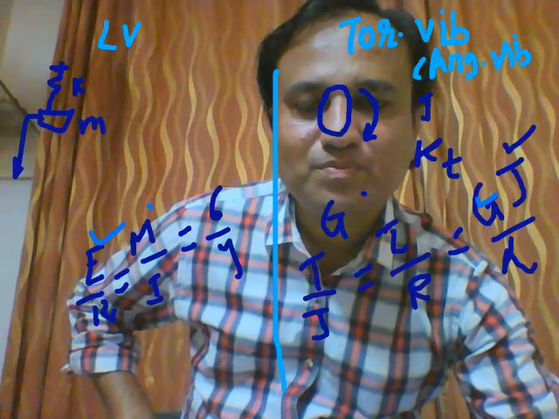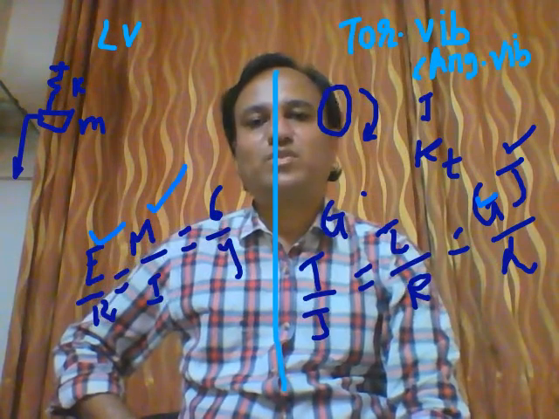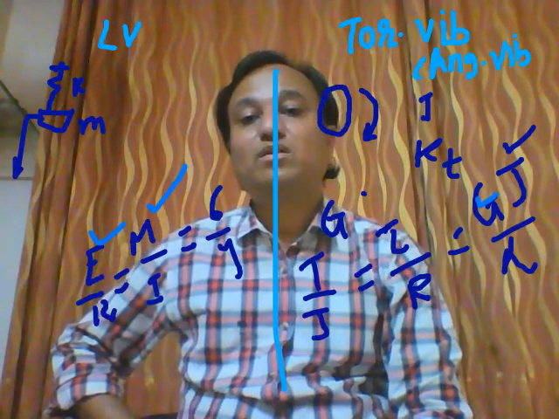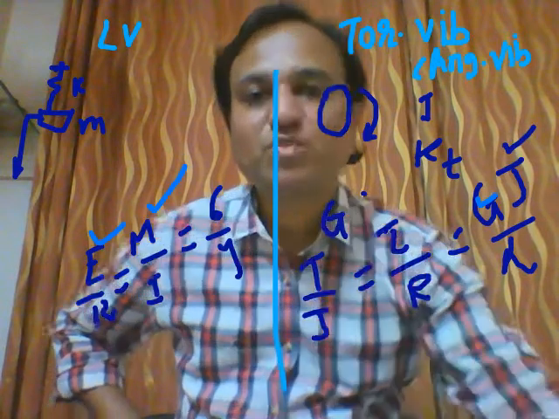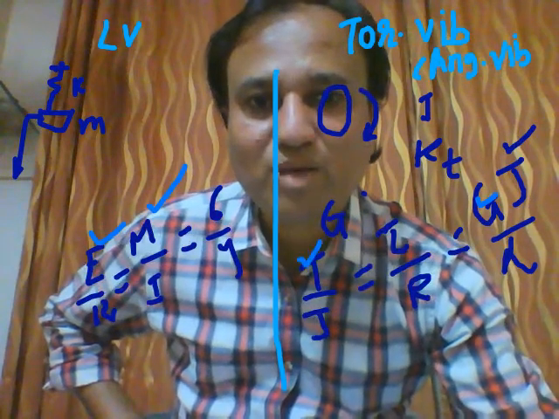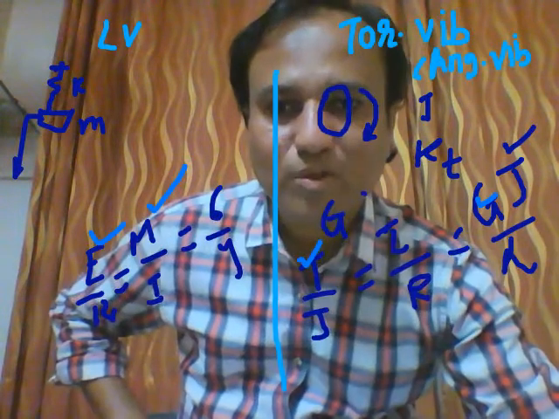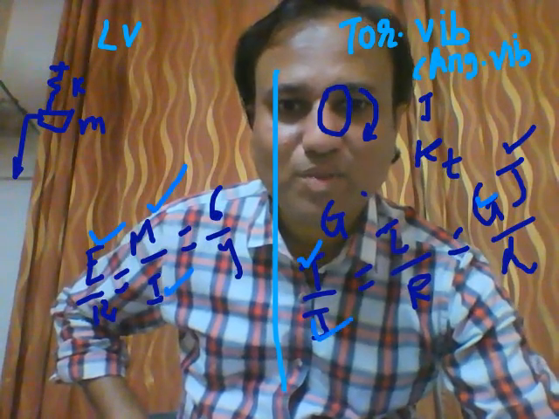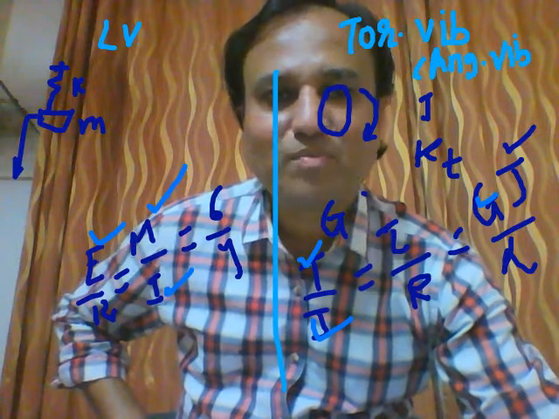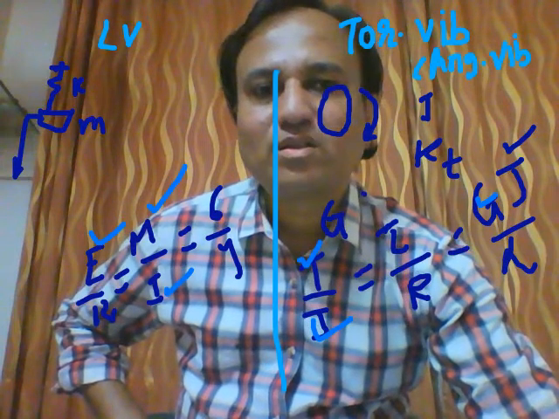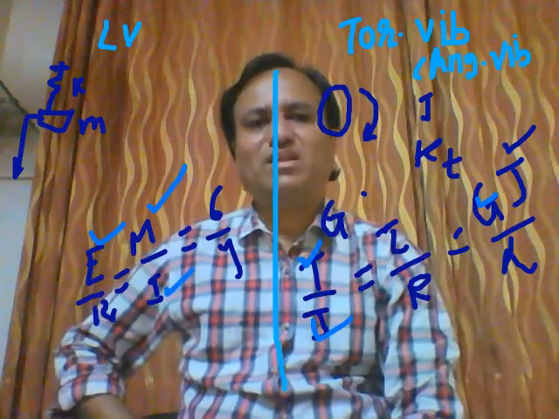M is the moment of inertia, sorry, M is the bending moment. So the bending moment is replaced by the torsional moment or torque. I, the moment of inertia, will be replaced by J, sigma by tau, and Y, that is the radial distance, by R.